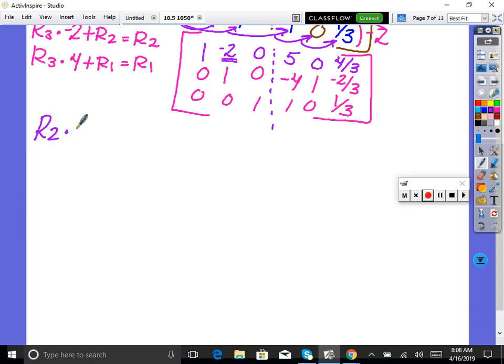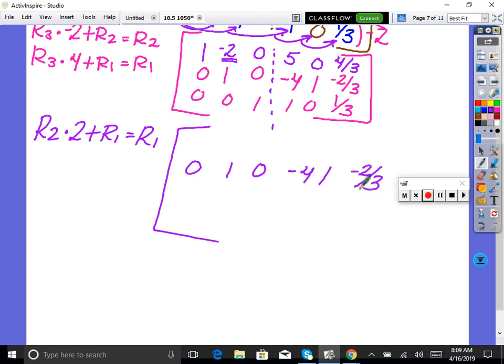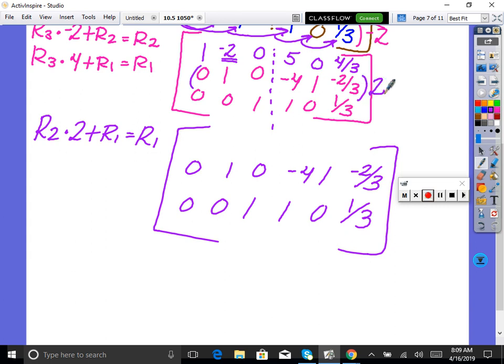Row 2 times 2 plus row 1 equaling new row 1. So we're only changing row 1. And here we go. We're almost done. Row 2 times 2. 2 times 0 is 0. 0 plus 1 is 1. 2 times 1 is 2. 2 plus negative 2 is 0. 2 times 0, 0. 0 plus 0 is 0. 2 times negative 4 is negative 8. Negative 8 plus 5 is negative 3.